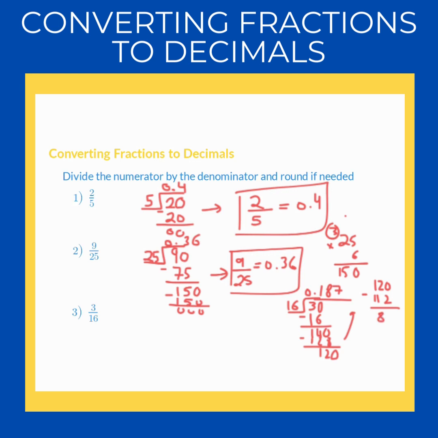Now, 8 by 16 is not possible because 8 is smaller than 16, so let's add a 0. Now let's think of a number. When I multiply it by 16, the answer is 80, so the answer is 5, and I get exactly 80 because 5 times 16 is 80, and now I subtract and I get 0. So I keep doing my long division until I get a remainder of 0. Now 3 over 16 is equal to 0.1875. So that's the final answer.